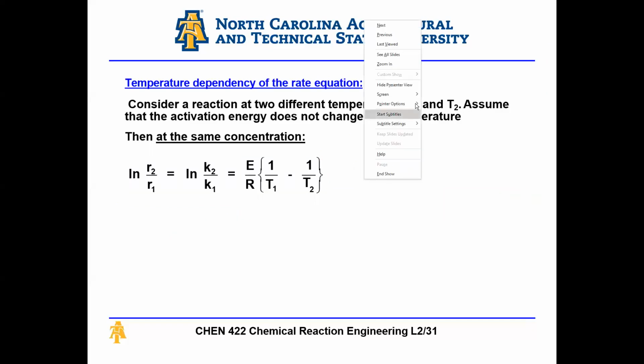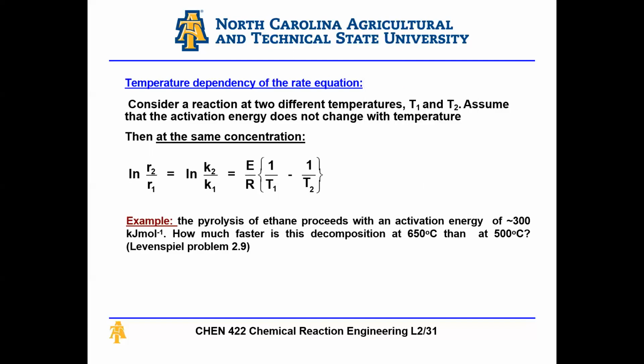Okay, good. So let's have a look at a quick example here. The pyrolysis of ethane proceeds with an activation energy of 300 kilojoules per mole. So in this case, you're given a problem where you're told that activation energy is equal to 300 kilojoules per mole. How much faster is this decomposition at 650 than at 500? So T1 is equal to 650 degrees Celsius and T2 is equal to 500 degrees Celsius.